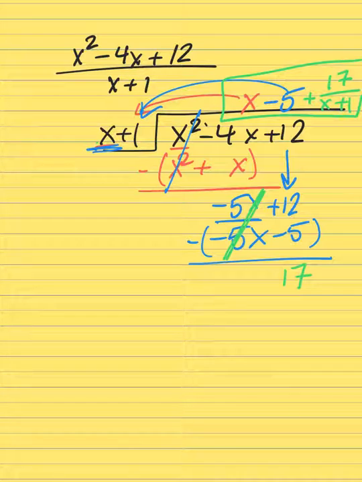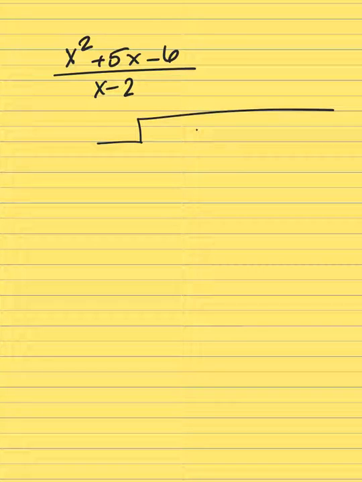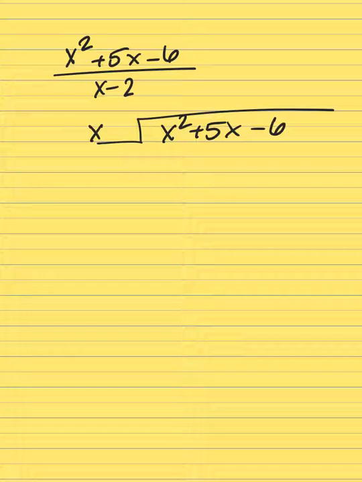All right. Let's try another one. Try this one maybe by yourself. Pause the video and see if you guys can do this one by yourself. Let's see. We'll do x squared plus 5x minus 6 over, I don't know, x minus 2. So go ahead and pause. Try it by yourself. Here I'm going to do it. X squared plus 5x minus 6. And I've got x minus 2 over here.